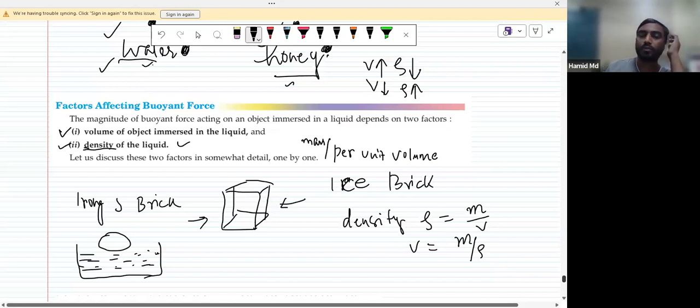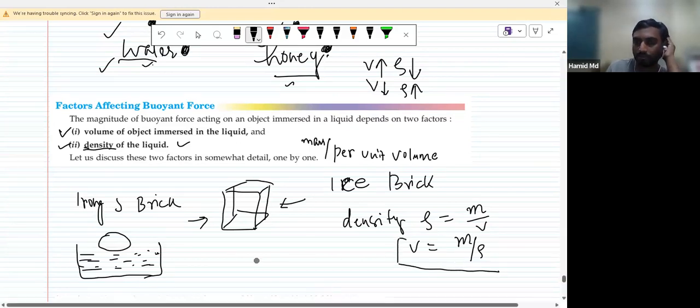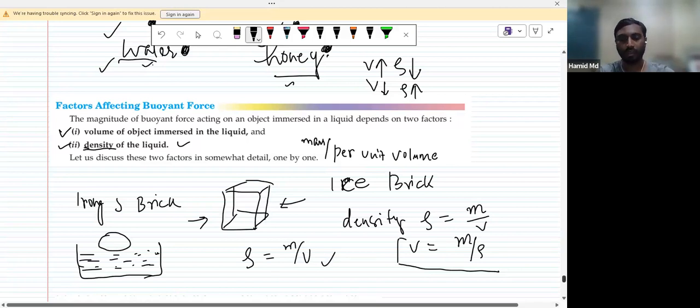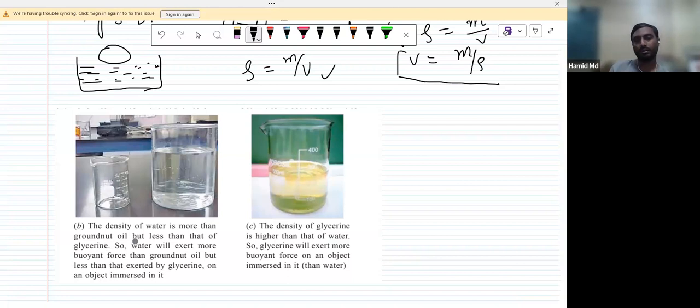So this discussion is over. Volume and density have a reciprocal relation; density is mass per unit volume. You will study this more in higher classes. Now we have these two beakers; we have already discussed the first part, so we will read the second one.